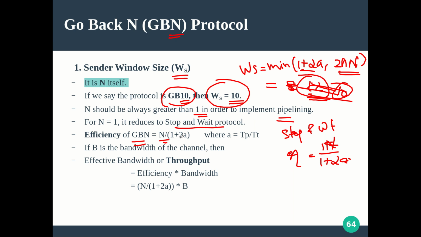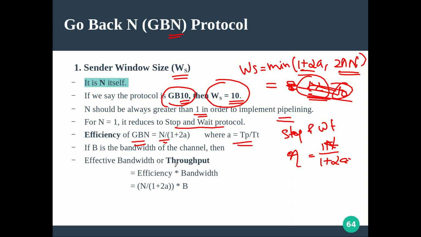So during that 1 plus 2a maximum performance window size, you are sending N. And if N is equal to 1 plus 2a, you will get 100% efficiency. But in the practical case, that is not the case. And a, you know, is the propagation time by the frame transmission time, and b is the bandwidth of the channel.